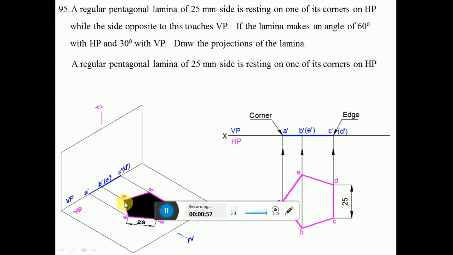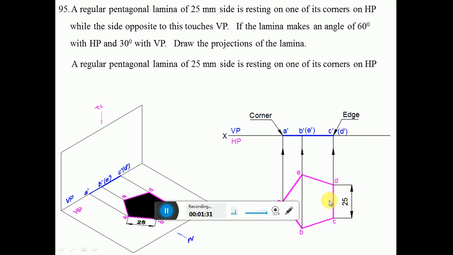So this is a case wherein the surface is parallel to HP and perpendicular to VP. And when you see here in the two-dimensional sketch, this is the edge. When you look from the top view, the edge is perpendicular to VP and this is the corner. Always remember the corner is going to have a single point, whereas the edge is going to have 2 points.